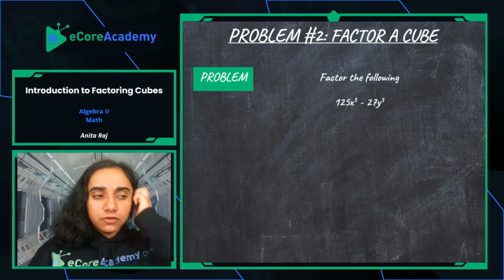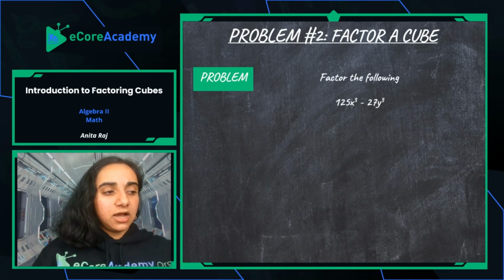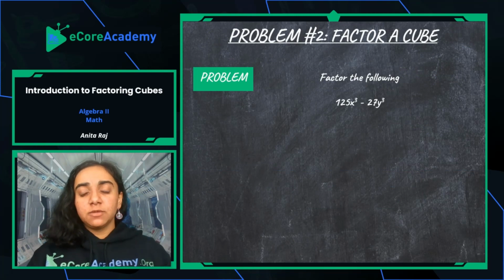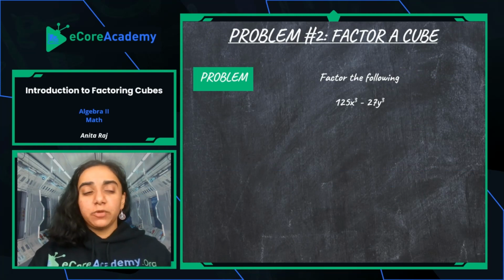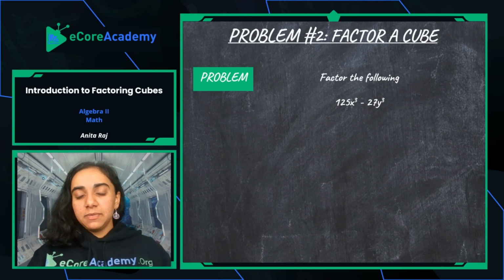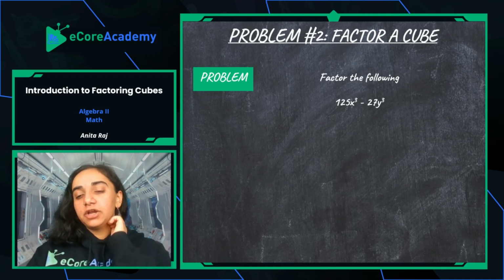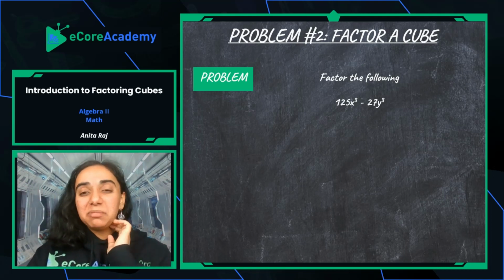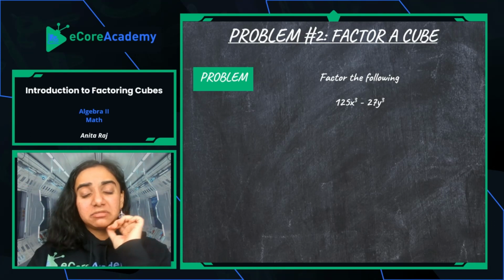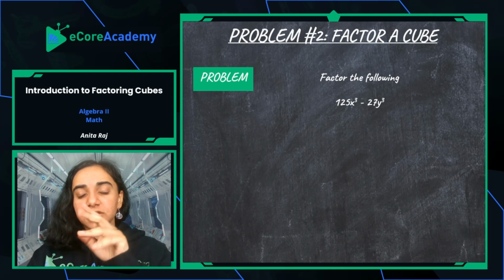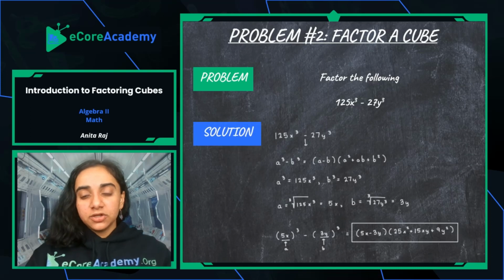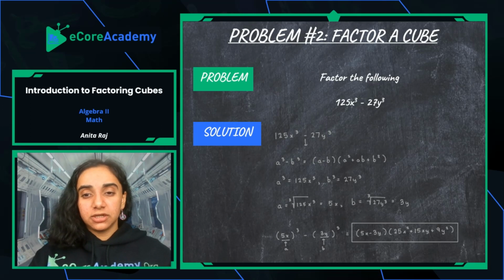The problem is pretty straightforward. We have 125x cubed minus 27y cubed, and we're going to just be factoring the following. Keep in mind that we're working with 2 different variables, x and y. It doesn't really complicate anything when it comes down to factoring, but if you accidentally write them both as x or both as y, that will get you to the wrong answer, so just keep that in mind. Here's the solution pre-written for you. I'm just going to be running through that exact same solution again.